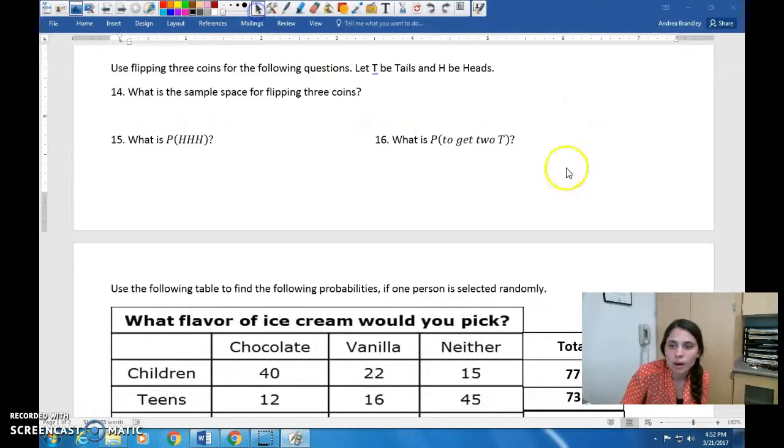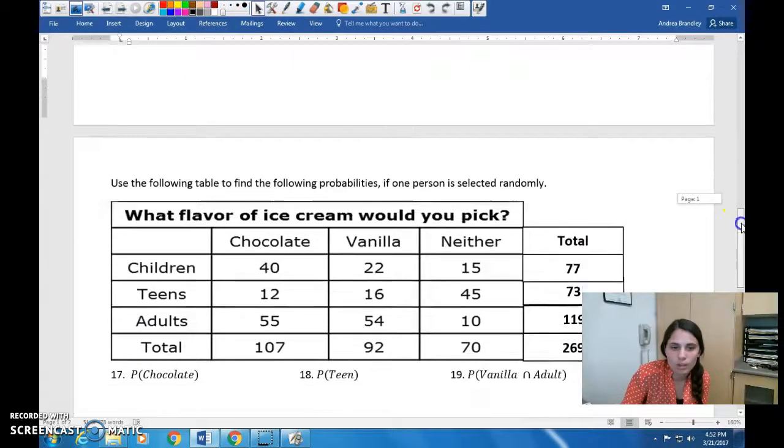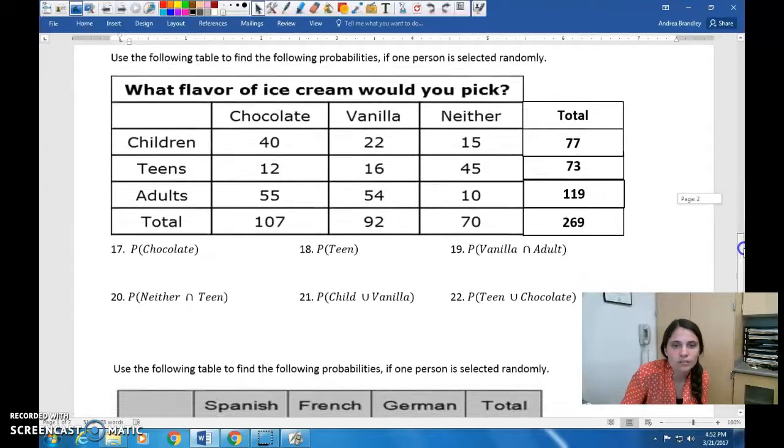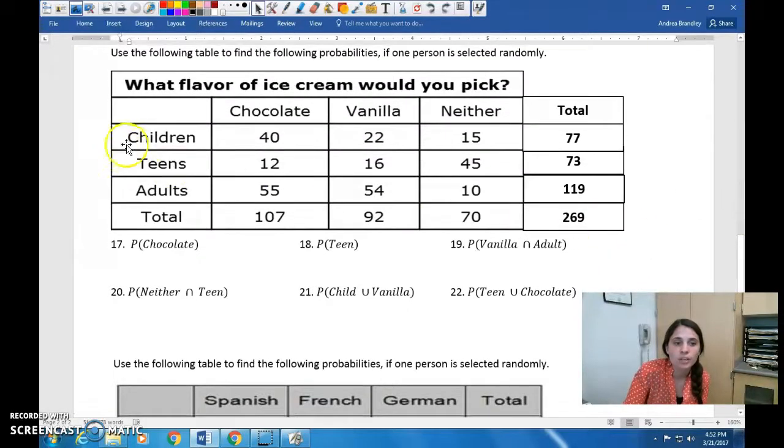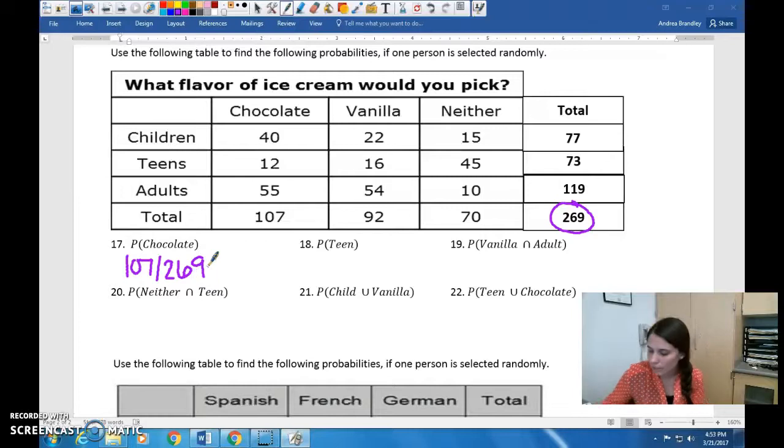Then we're going to move on to talking about frequency tables in probability. We're starting right here. We have this nice frequency table about flavor of ice cream, and we're talking to children, teens, and adults. The first question is, what's the probability if we were to pick a random response that the person would say chocolate? If we look at the total of our chocolate column, 107 people said chocolate out of the 269 total. So we would do 107 out of 269. If I enter that into a calculator, I get 0.397. So we're going to go ahead and round that to 40%.